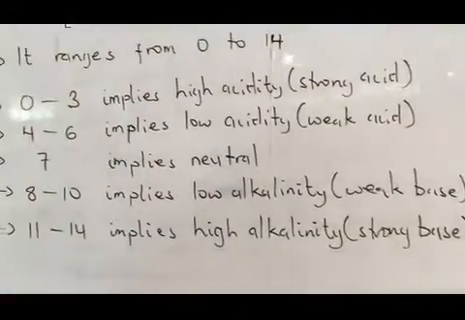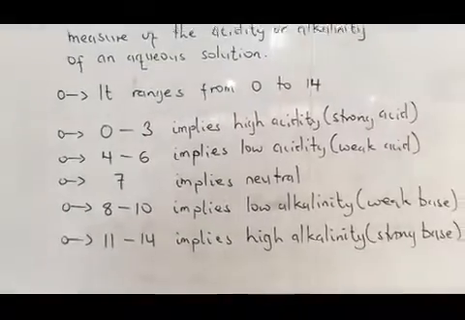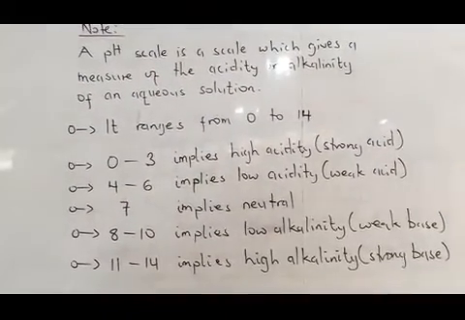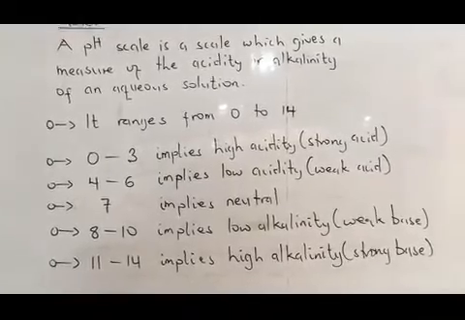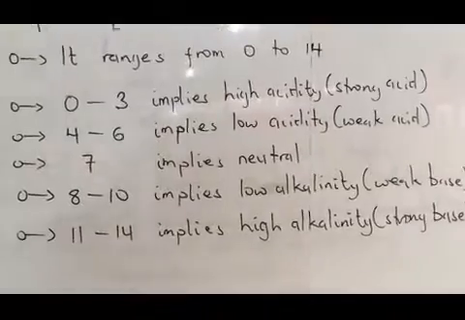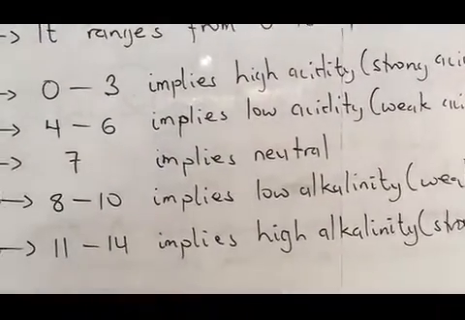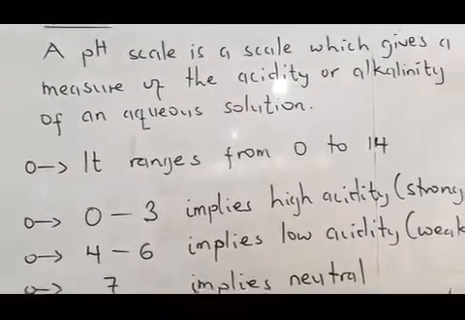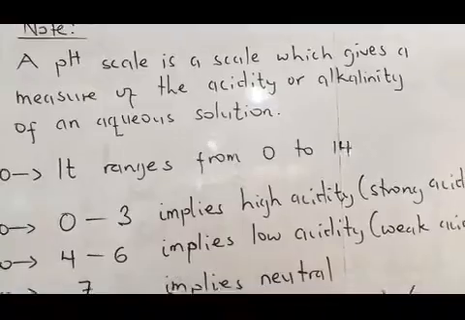Okay, so this is a summary of the pH scale. As I say, it ranges from 0 to 14. If a pH value reads between 0 and 3, it means that the pH value is high acidity, which implies that the solution is a strong acid. If the pH is from 4 to 6, it indicates low acidity. It means that the solution is a weak acid.